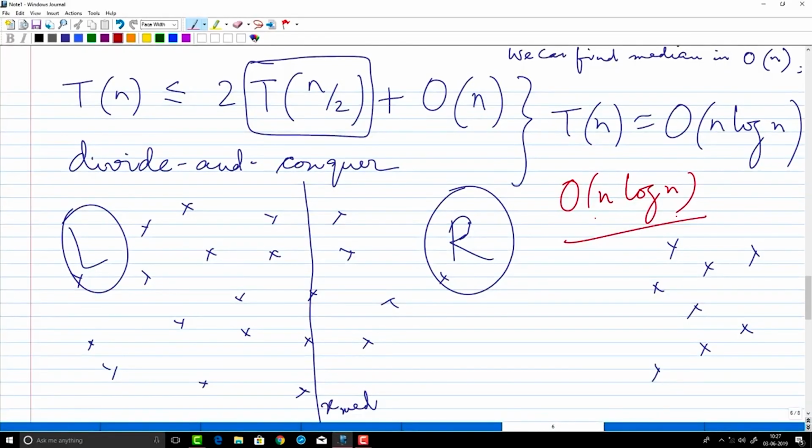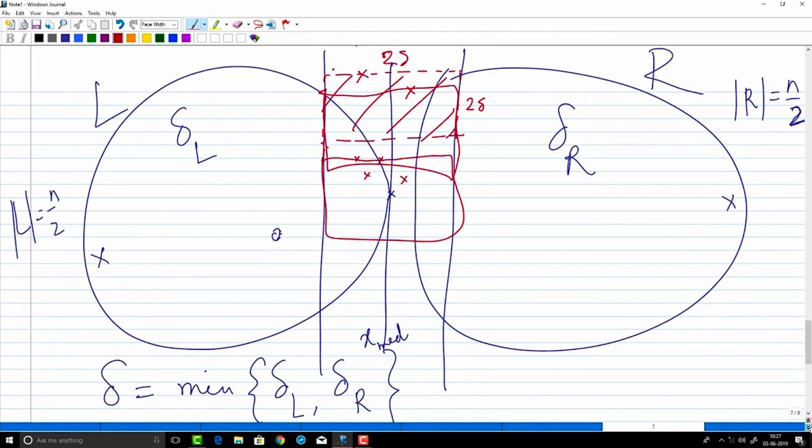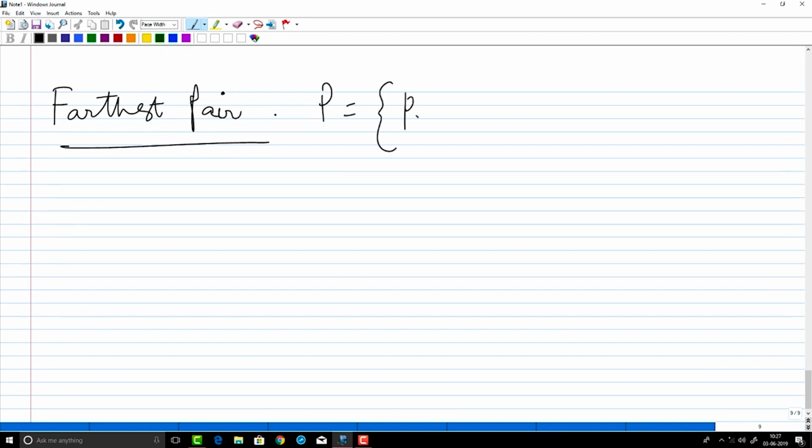So, before I wrap up this, let us look at the dual problem of this one. Someone wanted to solve the closest pair problem, right. So, let us do this problem. I have a set of points P, n points again, each P i is in R2.